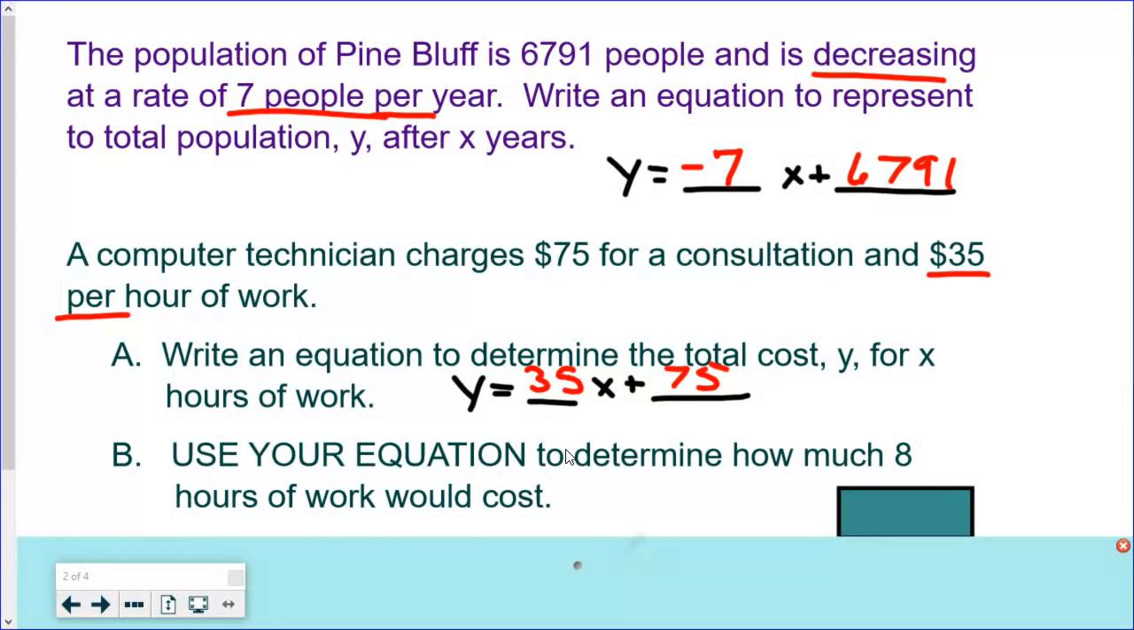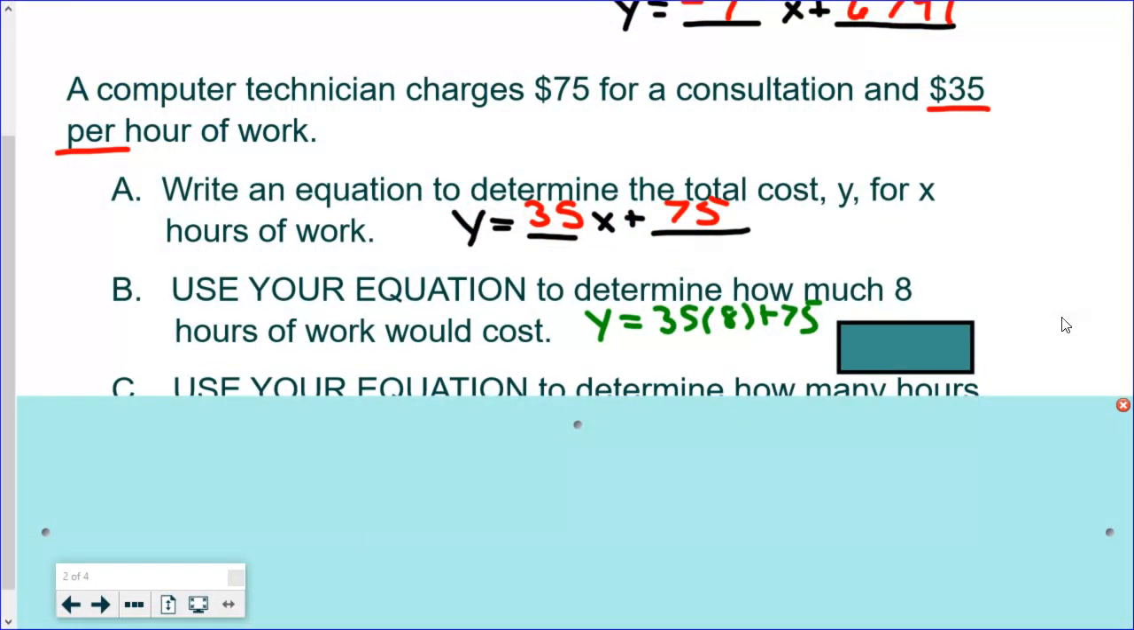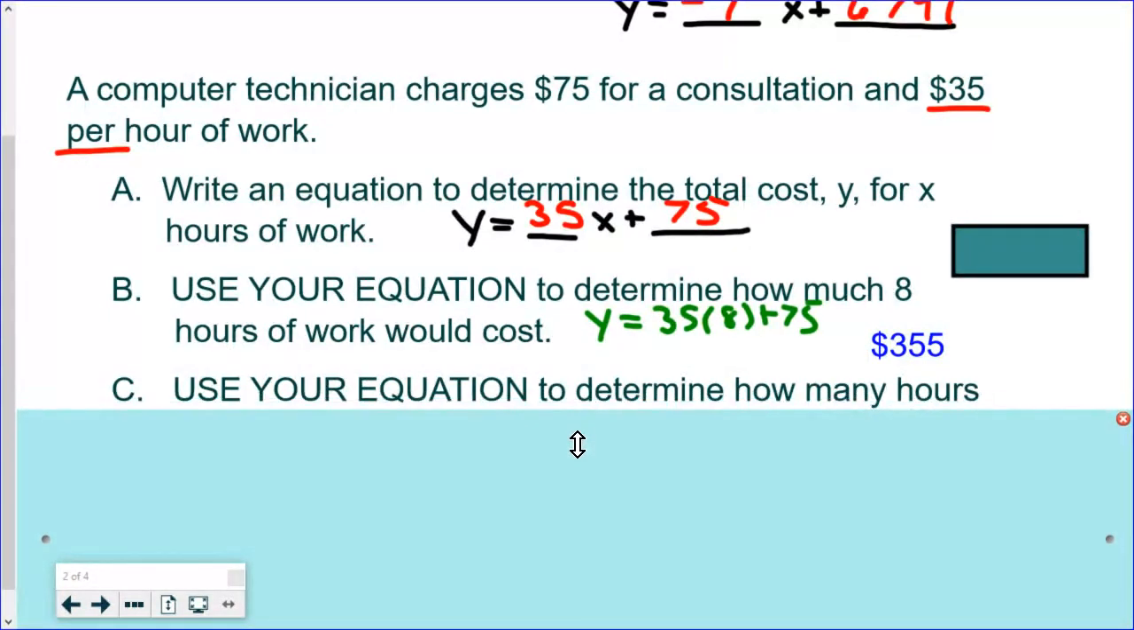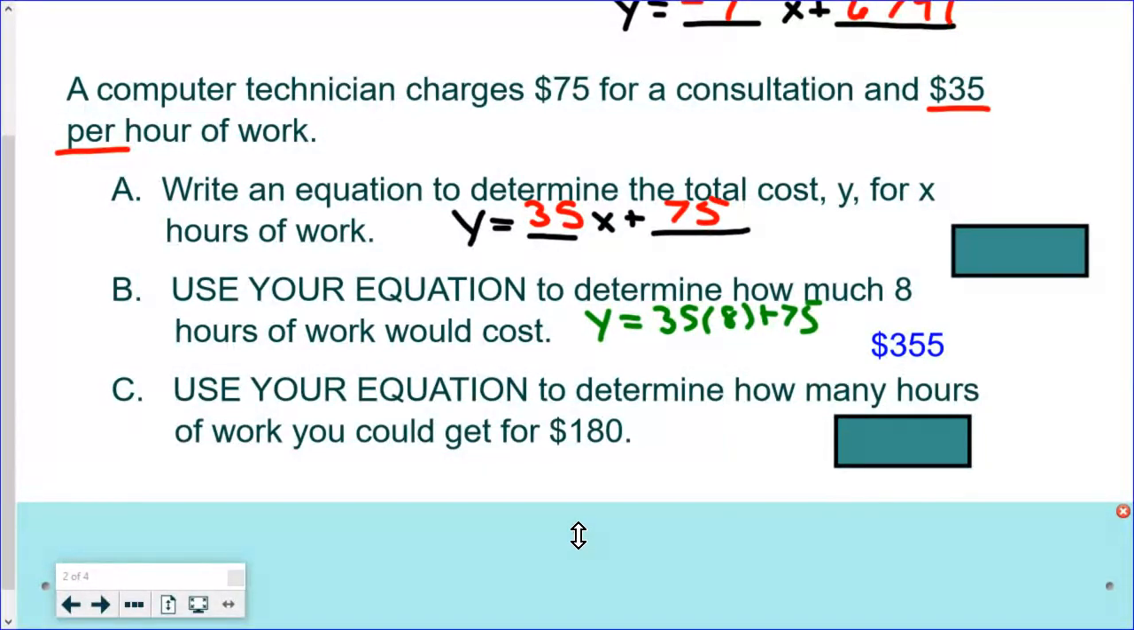Okay, use your equation to determine how much it would cost for 8 hours of work. So that just means I'm going to put 8 in for x. So y equals 35 times 8 plus 75. Okay, so what I want you to do right now then, put it in your calculator. Pause the video, put it in your calculator, and make sure you get that number. Just double check.